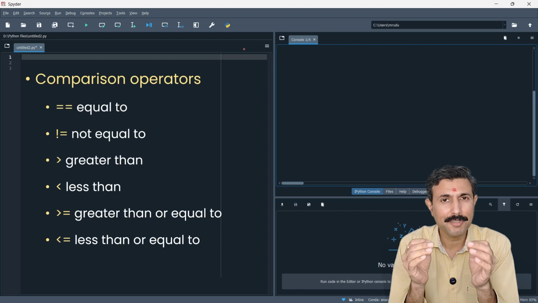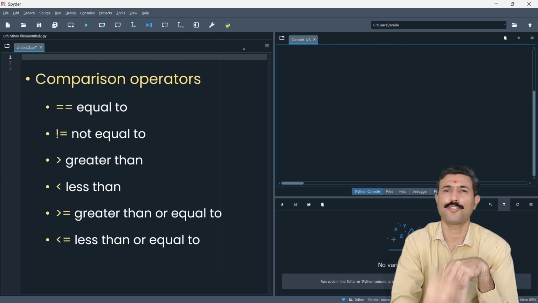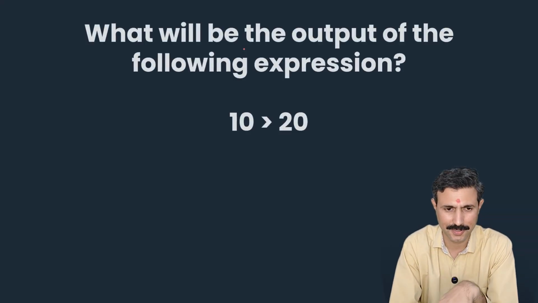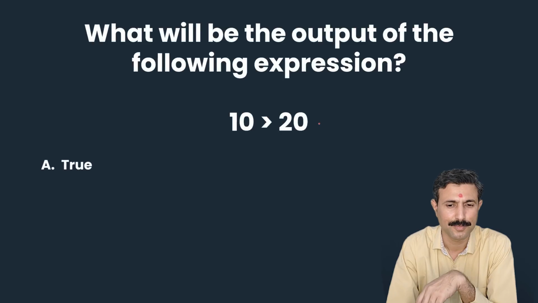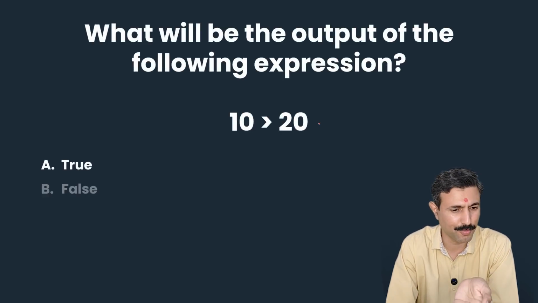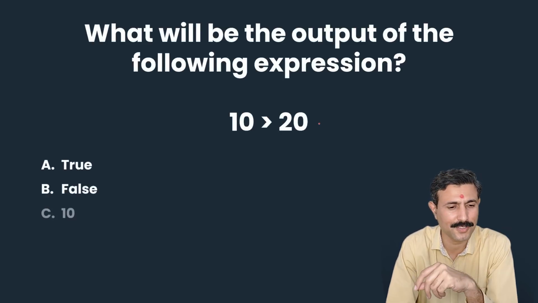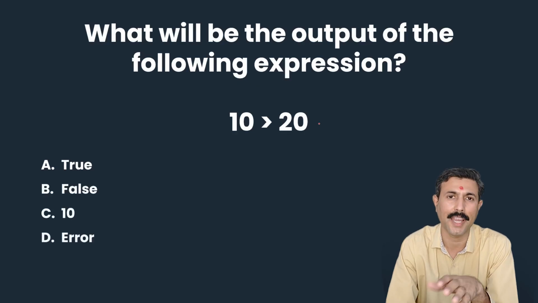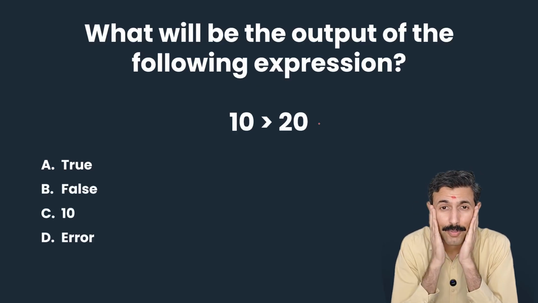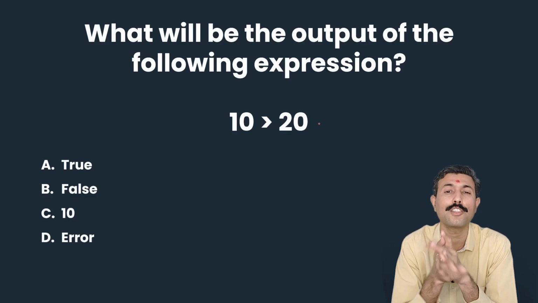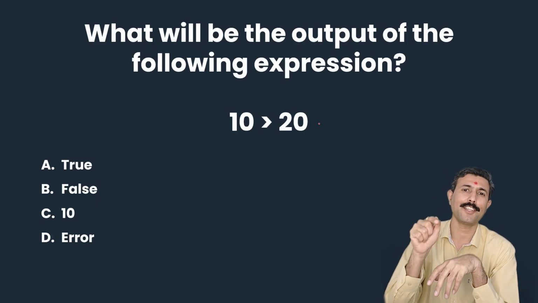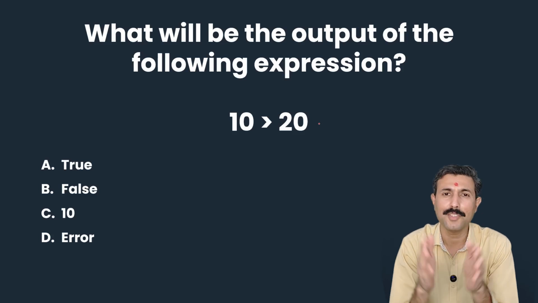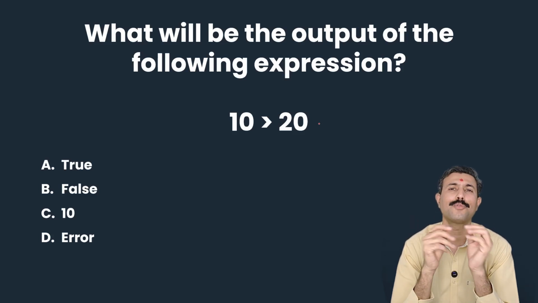Now if you are clear with this concept, let me ask you a quick short question. What will be the output of the following expression, 10 greater than 2? Your options are A, true, B, false, C, 10, and D, error. Think about what the possible answer could be, and then write your answer in the comment section below. Once you are done writing the answer, we'll go to the next segment.